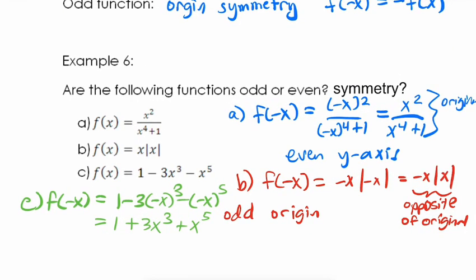Okay, any questions about symmetry? Does that make sense so far? Yeah, so let's write that.